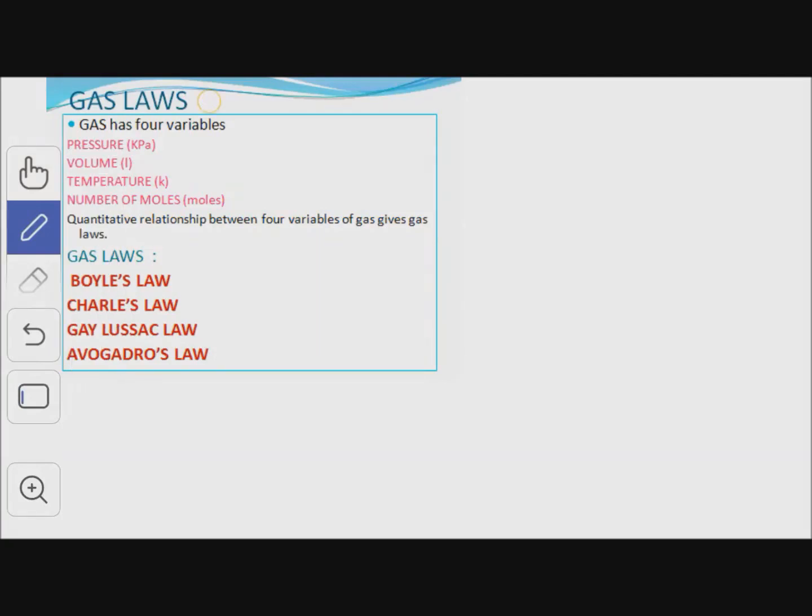Gas laws. First of all, gas. Gas has no definite shape and no definite volume. This is due to the weak intermolecular forces which exist among the molecules of gas. And due to these weak intermolecular forces, gas molecules move far apart from each other to occupy the maximum available space. And gas has four variables.